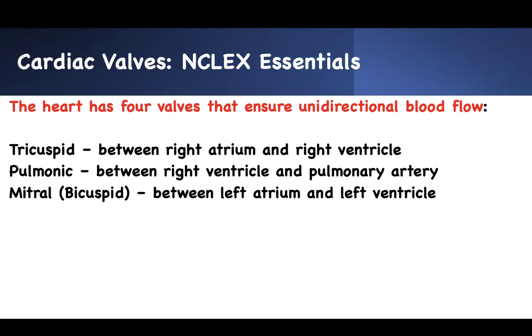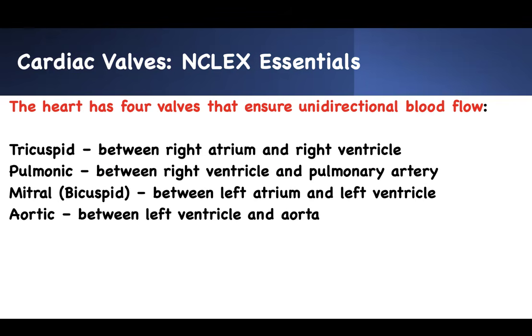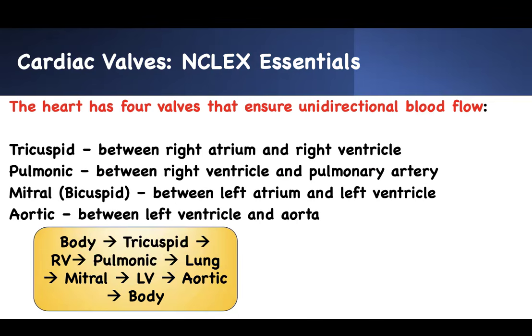The mitral valve, which is bicuspid, is two-shaped, and is between the left atrium and the left ventricle, while the aortic is between the left ventricle and the aorta, allowing blood to go into the system. Therefore, what is the easy way to remember them? From your body to the tricuspid, to the right ventricle, pulmonic, lung, mitral, left ventricle, aortic, and the body. This is the unidirectional blood flow, the straightforward way to understand it.